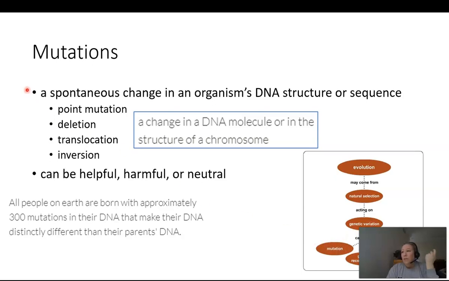What's a mutation? A mutation is a spontaneous change in an organism's DNA structure or sequence. There are 4 different kinds mentioned in your lesson, and I also have a video for you that describes some different kinds of mutations, but there are point mutations, deletions, translocations, and inversions. You are responsible for going into your lesson. I think we're in lesson 2.3 at this point, for reading about these 4 different types of mutation.